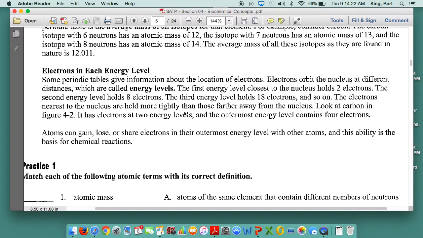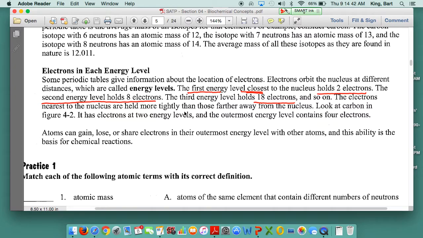The first energy level is closest, holds 2. The second holds 8. The third can hold 18, and so on and so forth. We're not going to get into all that because that's more of a chemistry class next year at Madison Central.